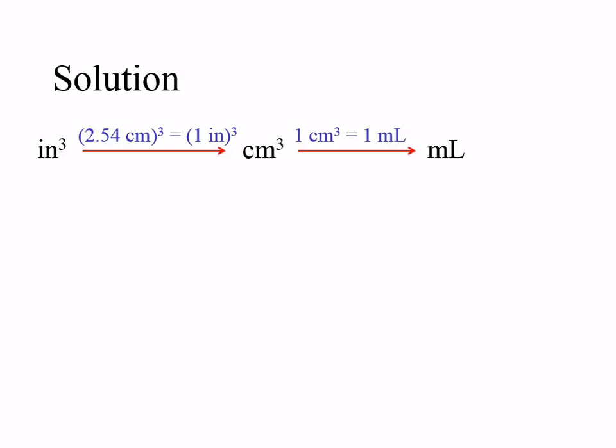If you look at the original problem, I was supposed to go from inches cubed to liters, so I'm not quite there. One last thing: what's the relationship between milliliters and liters? I usually say 1 liter is equal to 1,000 milliliters, instead of 1 milliliter is equal to 0.001 liters. Either one works, but that's the one I usually go with.